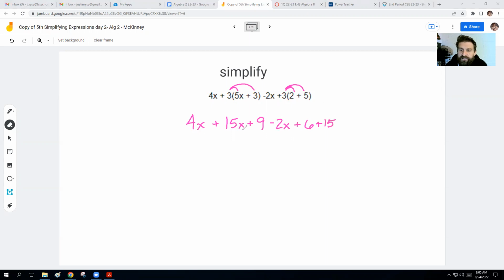All right, then we're going to add or subtract. So we're going to combine like terms. We're going to look at our x's first. 4x and 15x, that's 19. And a negative 2 to 19 would be a 17x. And then with our non-variables, we're going to add those together. We've got 9 and 6, that's 15, plus another 15. 15 and 15 make 30.